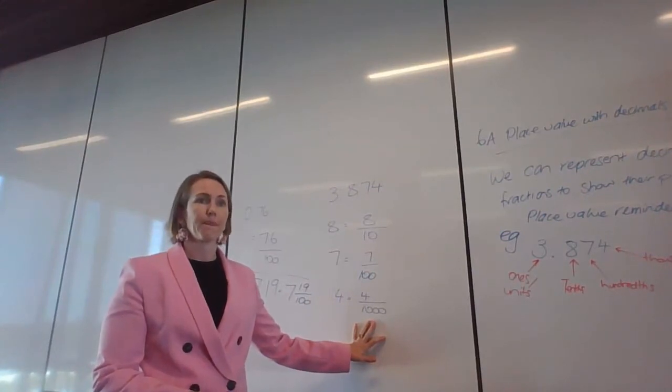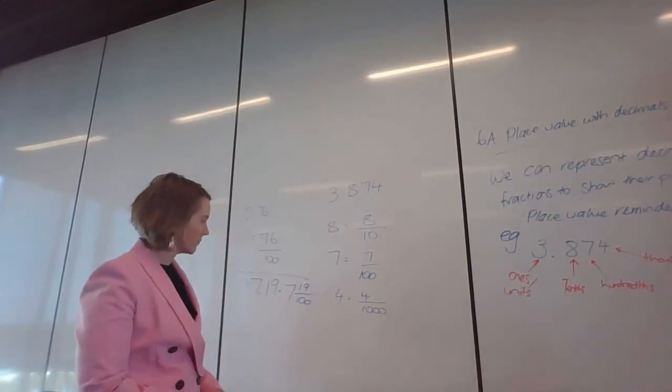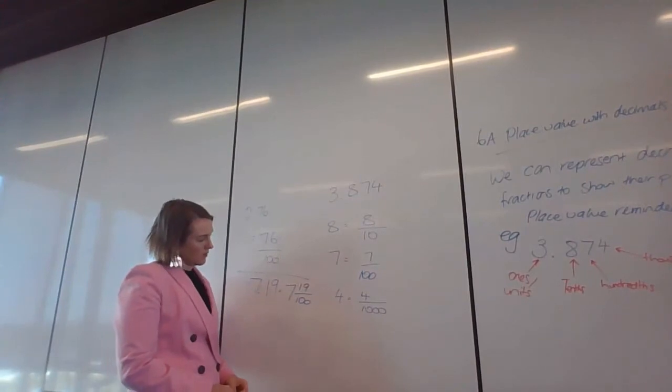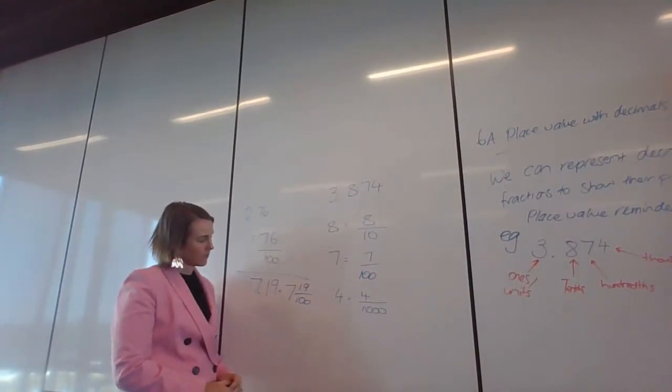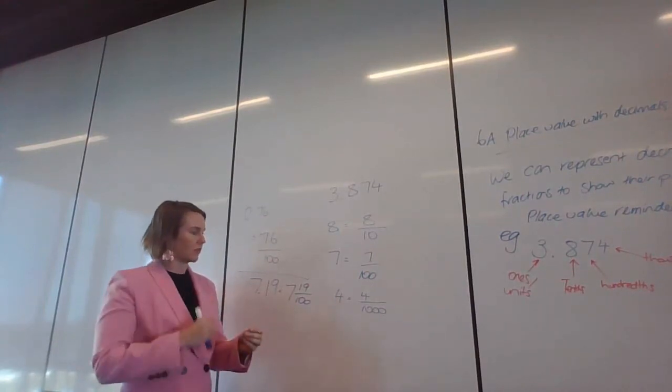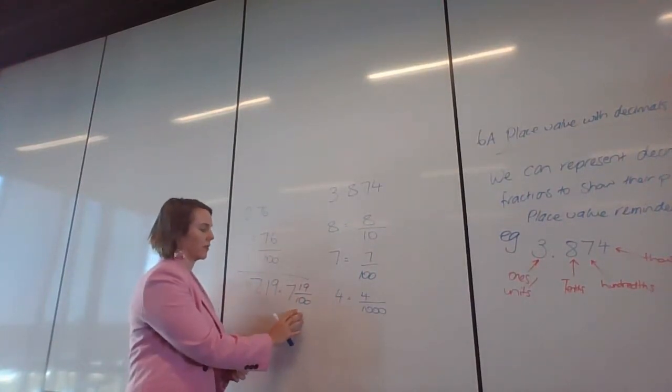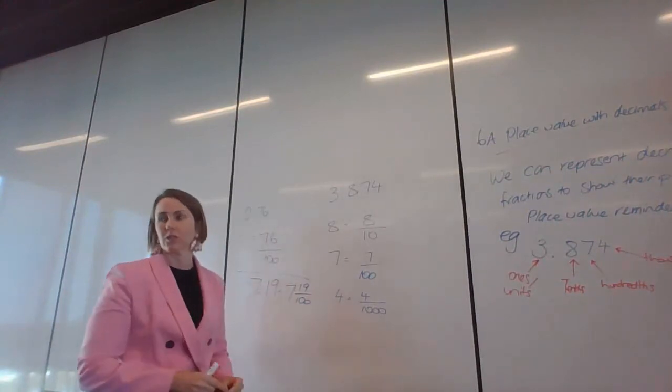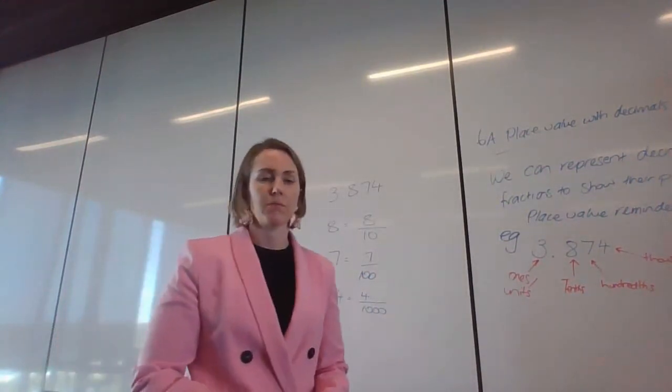Oliver. I'll do 719 over 100. Yeah, you could, but that would sort of be going a backward step. That would be the most appropriate final answer there. Yeah, good question there. Okay, cool. Makes sense.